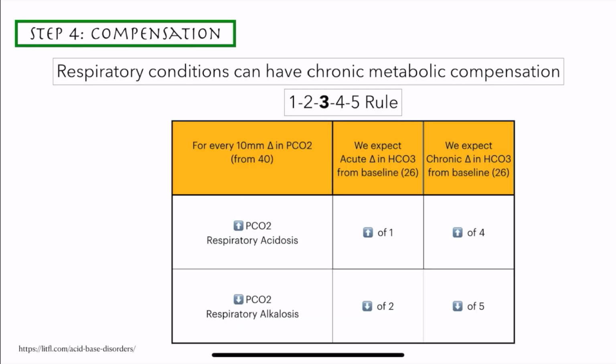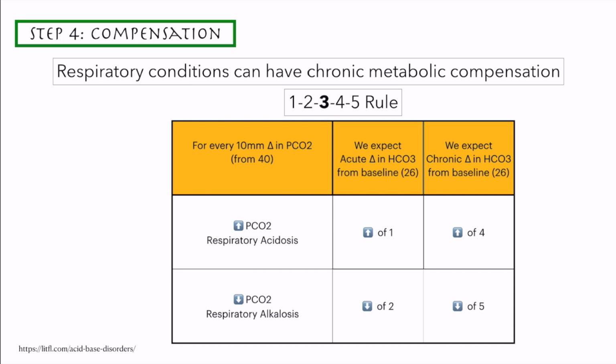This is a chart that I made, derived from this Life in the Fast Lane article. This is the understanding that respiratory conditions can have chronic compensation. It can either be an acute compensation or a chronic compensation. And this is how you go from needing to use one of those equations that you saw on the last slide to being able to do this stuff in your head. It's a substitution of numbers. It's a leap beyond the calculations.